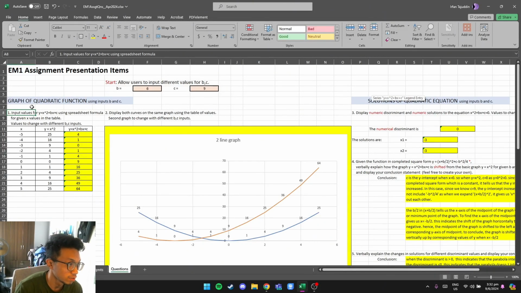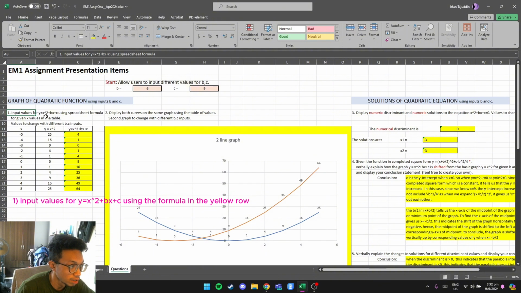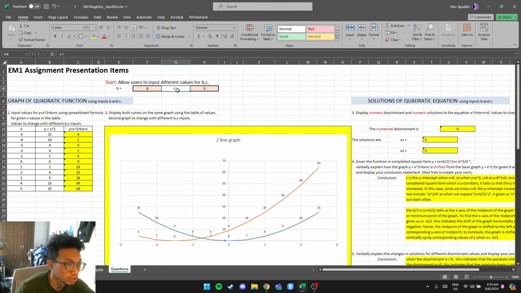So the first part is I have to do the graph, and before that I have to input the value for y is equal to x to the power of 2 plus bx plus c. So on this yellow row I have to input the formula. So they give us the value of x, the value of y, which is x to the power of 2, the value of b, and the value of c.